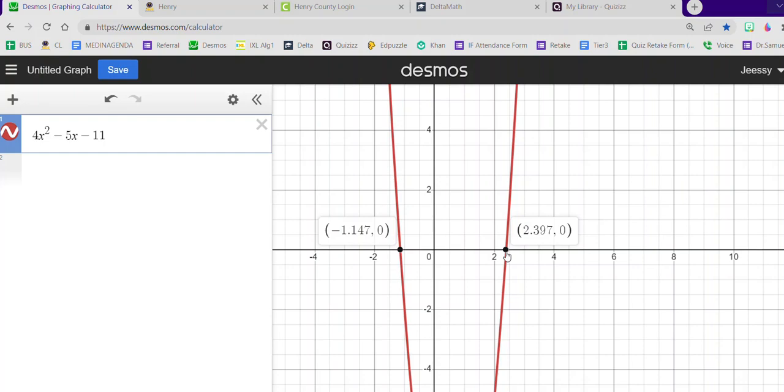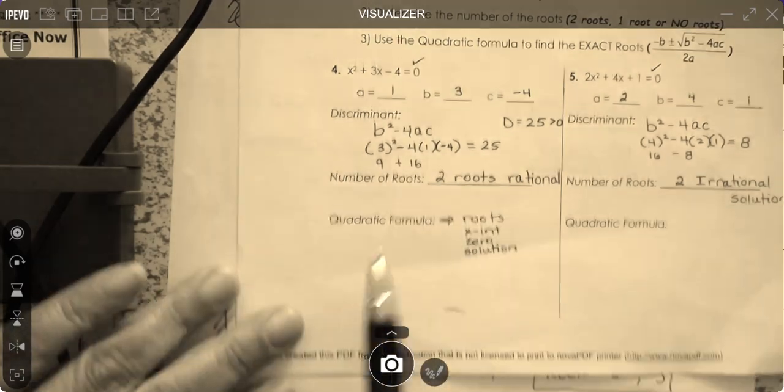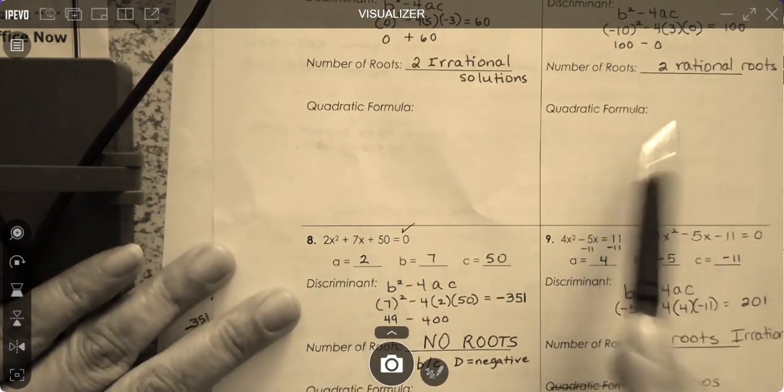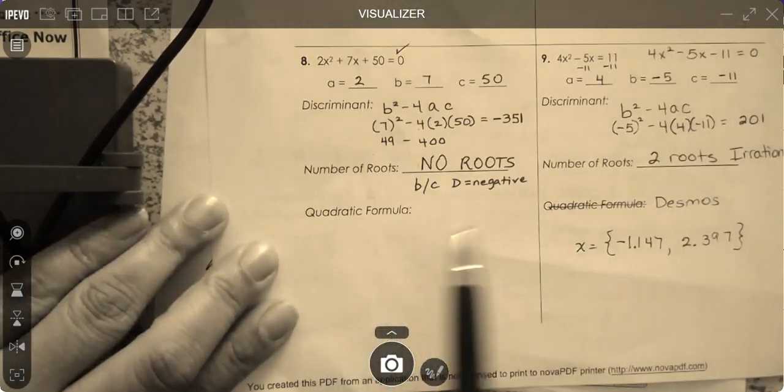All right, here's my task. Find me, using Desmos, the roots for number 4, 5, 6, 7, and 8. Where's 4, 5, 6, 7, and 8? Right here. 4, 5, 6, 7, 8, and we just did 9.